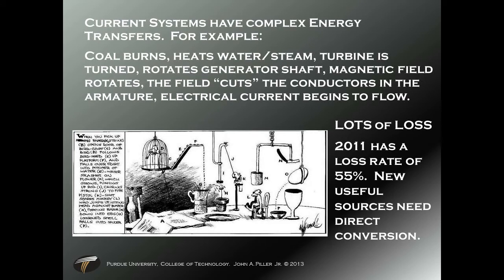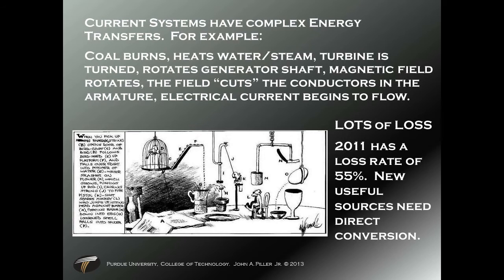Let's talk about how we produce energy right now with coal. So we burn coal, that heats a water steam system that then goes and turns a turbine. The turbine rotates the generator shaft. The generator shaft has magnets associated to it, electromagnet, permanent magnets, whatever. That magnetic field rotates along with the shaft. That field cuts through the conductors and through Lenz's law, Faraday's law, begins to flow current on the armature of that generator.